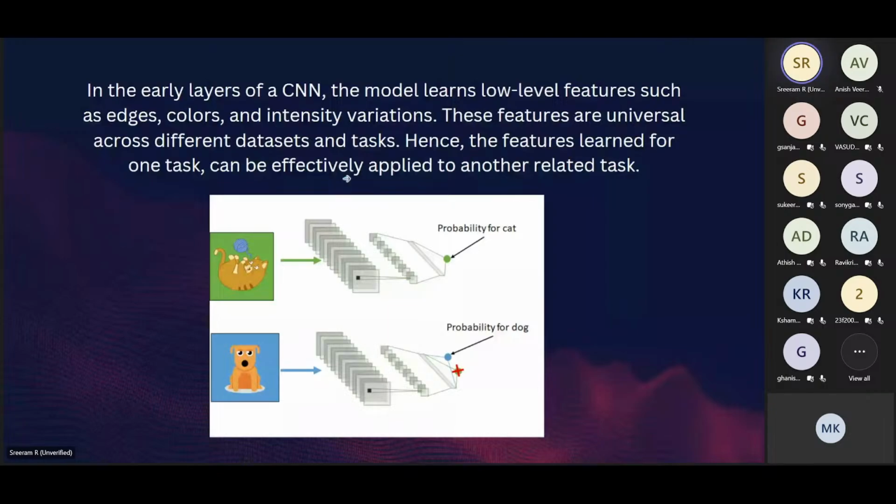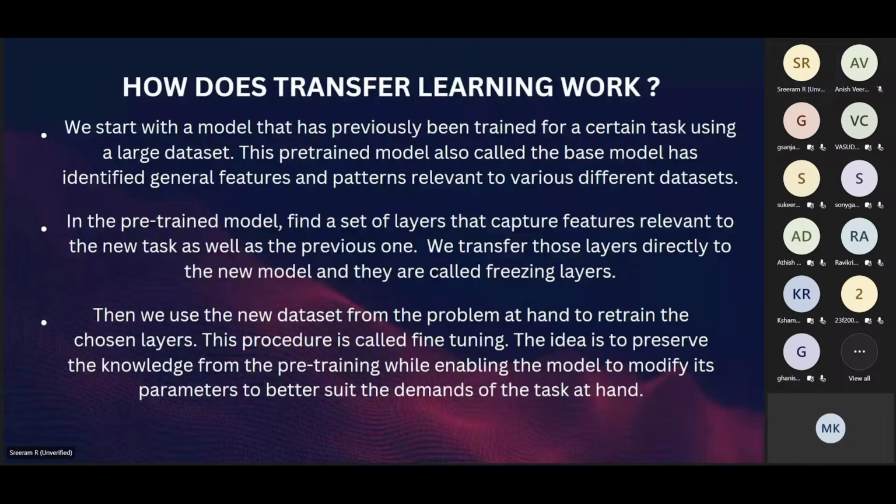So how does transfer learning work? Now that you have understood what transfer learning is, how are we going to implement it? We start with a model which has been previously trained for a certain task using a very large data set. Why is this large data set important? Because only if you train it on a large data set would your model have identified the general features and patterns which will be relevant to numerous other related tasks. This pre-trained model, which has already been trained on some other task, you call the base model.